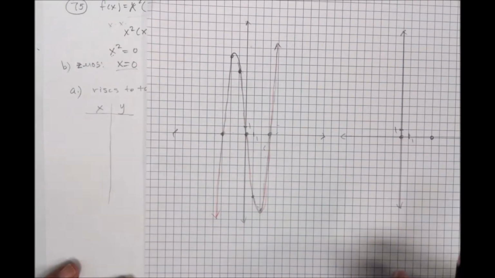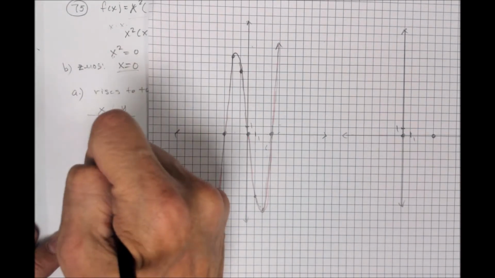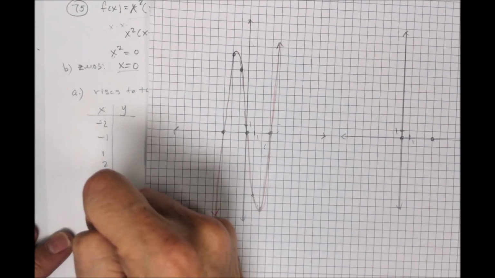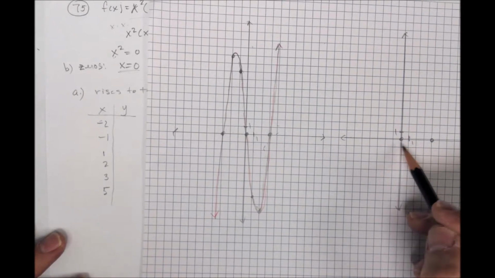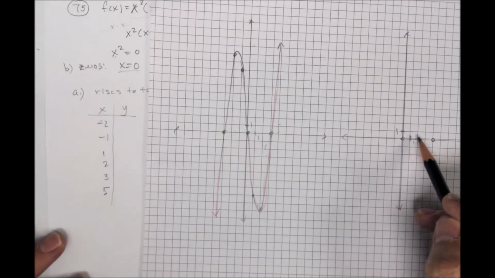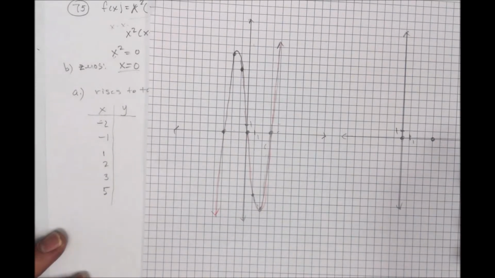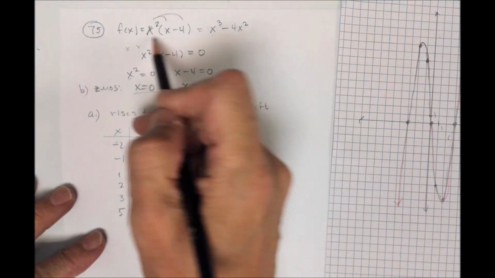So we're certainly going to want to plug in some points here. I'm going to plug in negative 2, negative 1, 1, 2, 3, and 5. That should be enough because I want to get the values on the left here to see what's going on, and then I want to plug in 1, 2, and 3 in the middle. And then I want at least one on here, if not even 6. So now let's move this back. I'm plugging it into here or in this form.